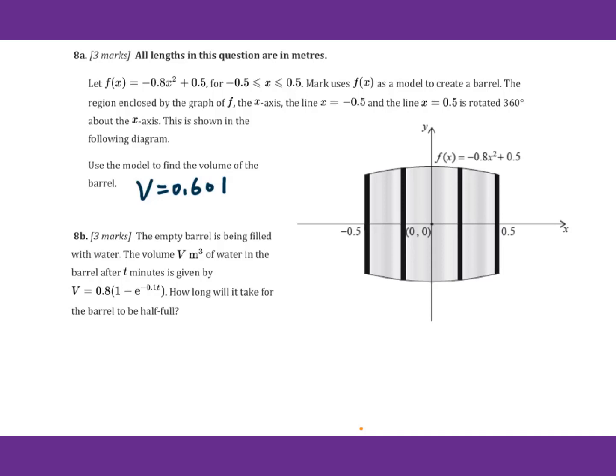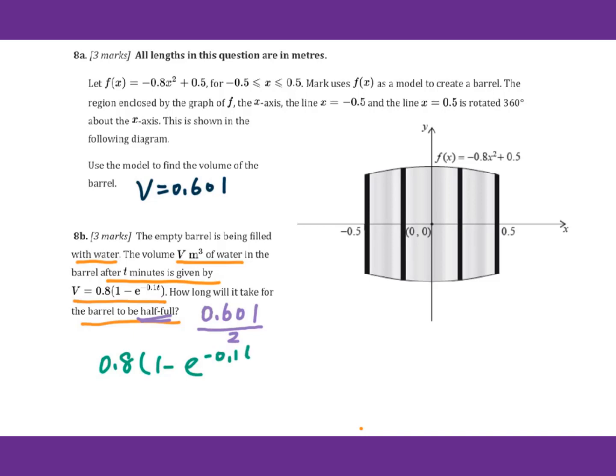Now let's go to 8b. The empty barrel is being filled with water. The volume V of the water in the barrel after t minutes is given by this formula. How long will it take for the barrel to be half full? Half full means the volume will be 0.601 divided by 2. So we can set up the equation 0.8 times (1 minus e^(-0.1t)) equals 0.601 over 2.